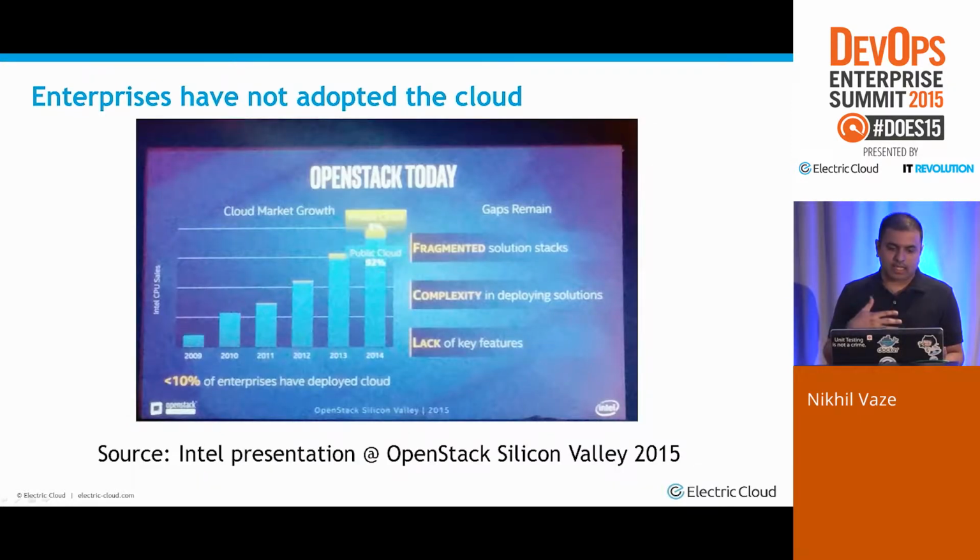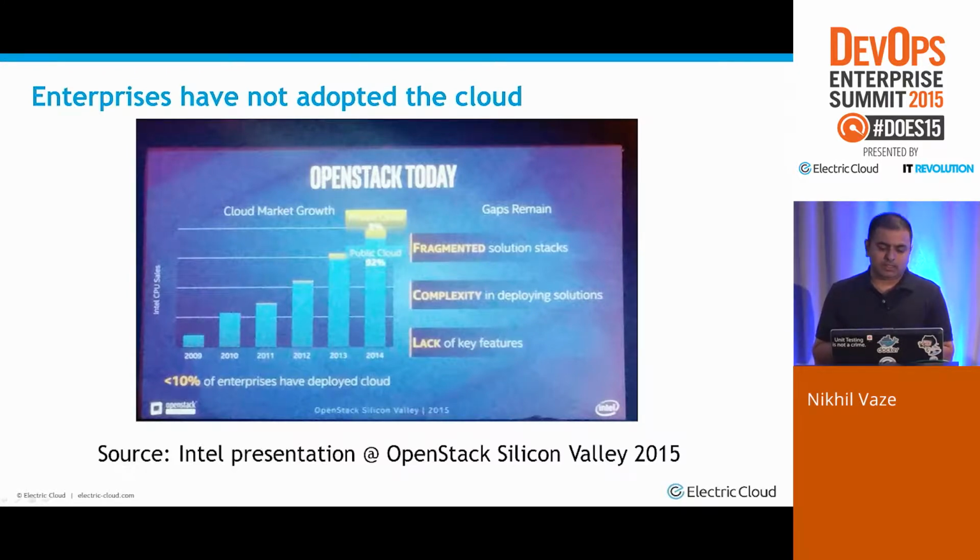On the other hand, with part of this aspect of getting machines, cloud has really helped solve that, or helped towards the solution. But in this presentation from Intel at OpenStack Silicon Valley, the cloud, I hope you guys can read it, it says less than 10% of enterprises have adopted cloud.